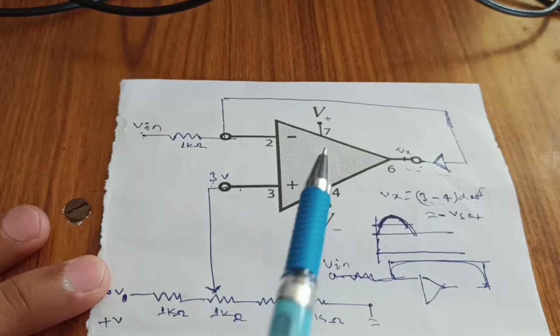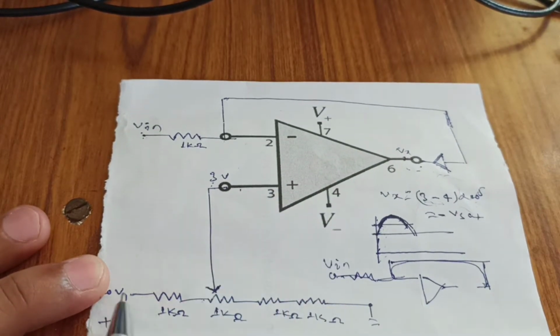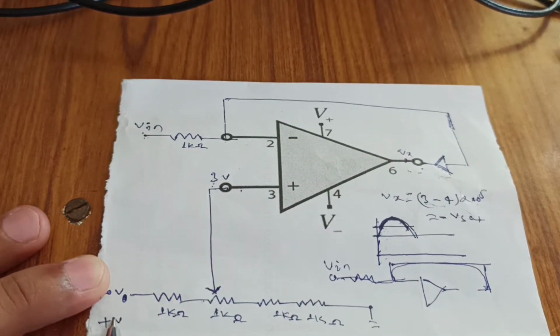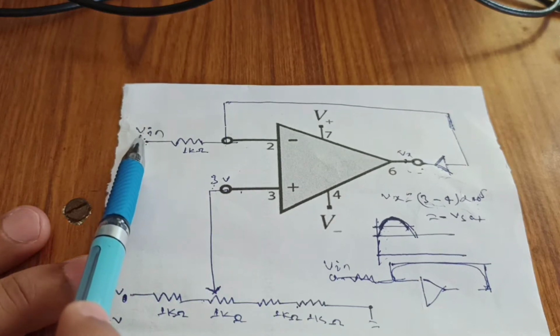Now for the clipper circuit, this is the circuit diagram. From here we are taking the V reference. I have applied plus 10 volt over here and it is going to divide between 7.5, 5, then from here if you tap it will give 2.5. This is where we are applying the input.